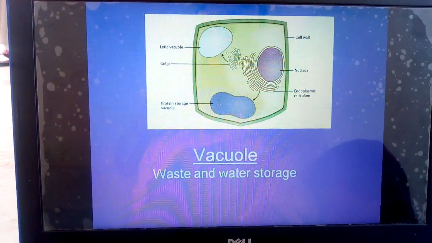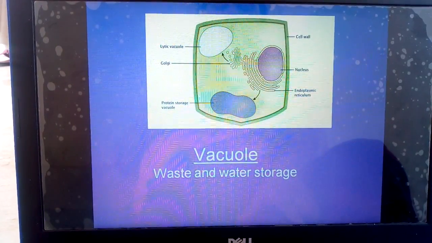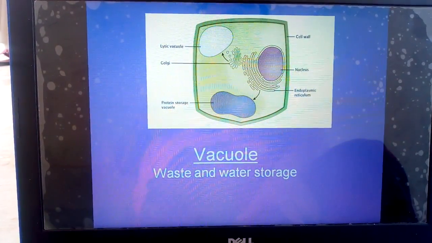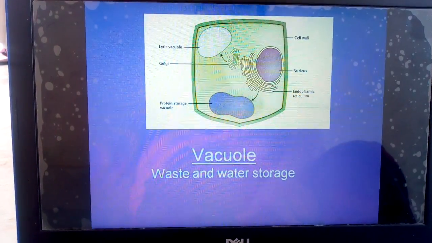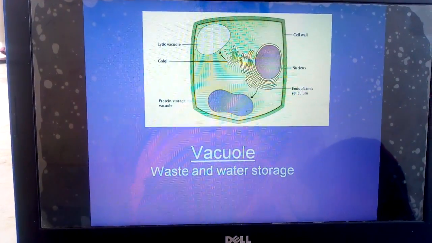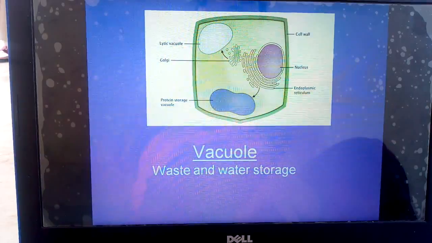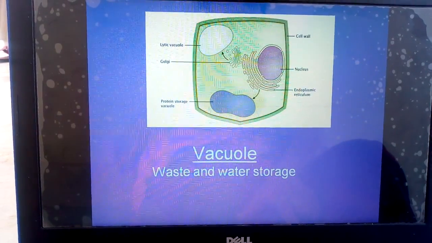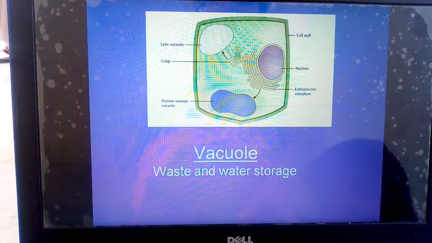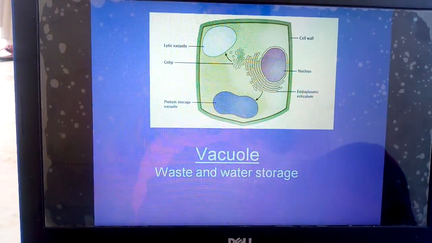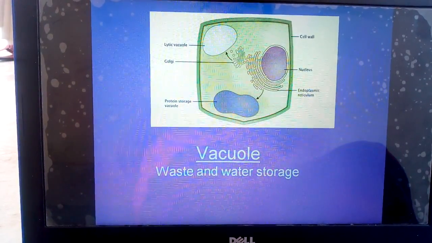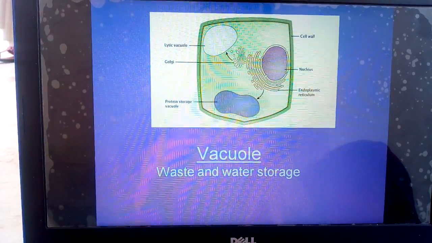Our next important cell organelle is vacuoles. Now vacuoles are a bag-like, sac-like structure that are present in the cytoplasm, and the size of vacuoles depends upon the function of the cell. The size of vacuoles may be very small or may be very large depending upon the function of the cell.